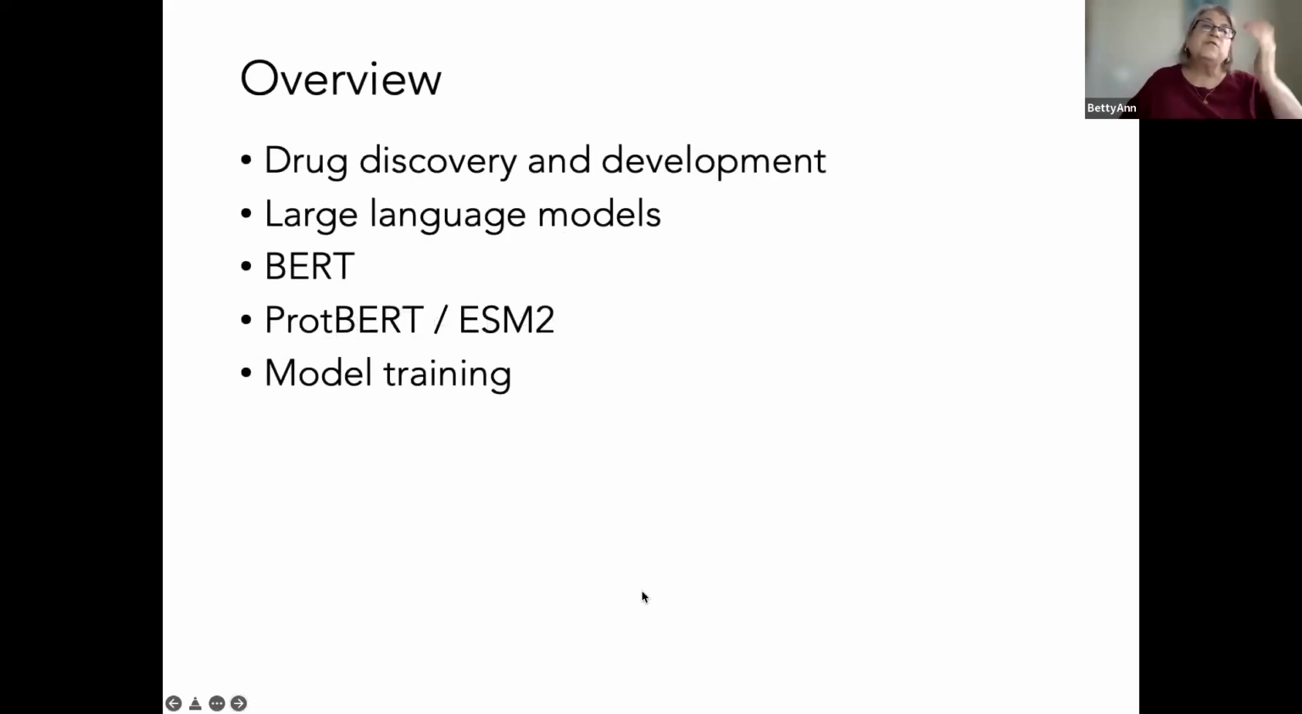So the overview will be, I'll talk really briefly about drug discovery and drug development. I'll also give a high-level view of large language models, and then I'll go a little deeper into BERT, which is a specific type of large language model. And then I'll go into more detail on models that predict things about proteins. So this is useful for drug discovery.